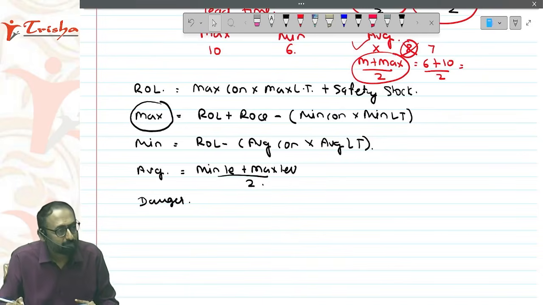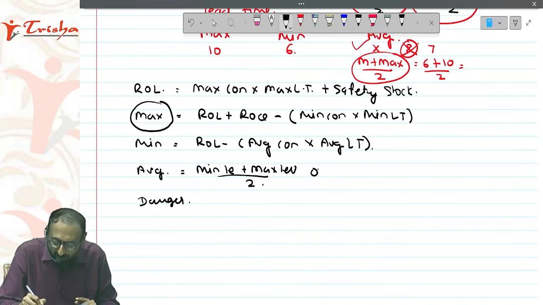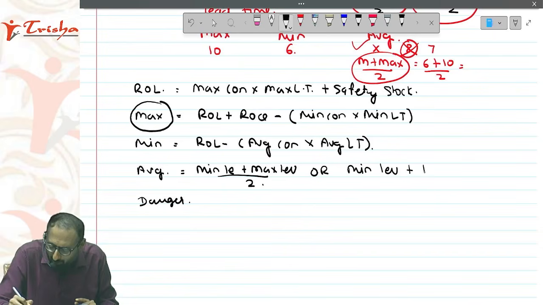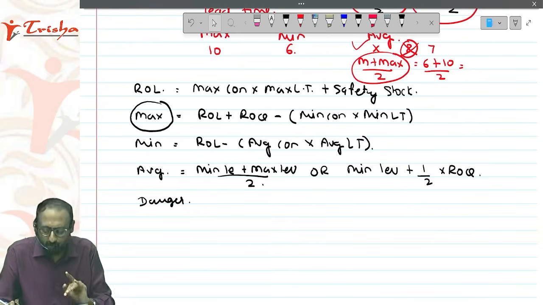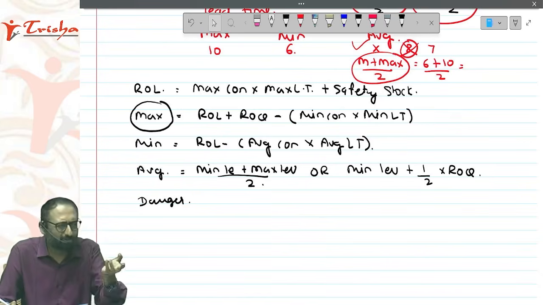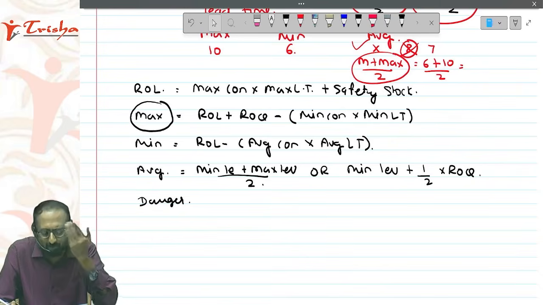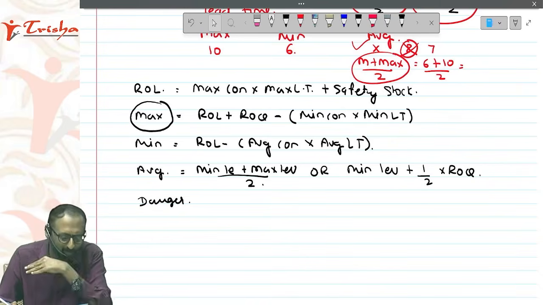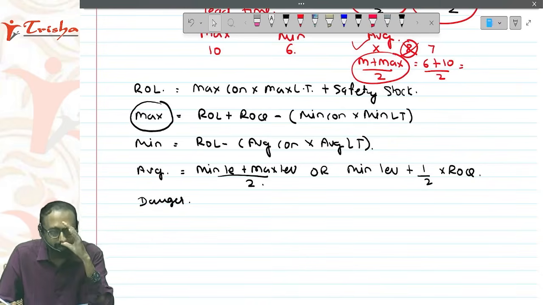Correct, Sirji? One more formula is there, Sirji. That formula will be minimum level plus 1 by 2 into reorder quantity. Yes or no? Both formulas will give you different answers in most questions. In one question we solved in our classroom, the answer was the same. All the rest will be different.